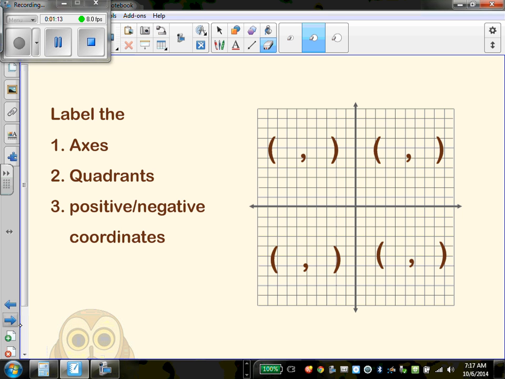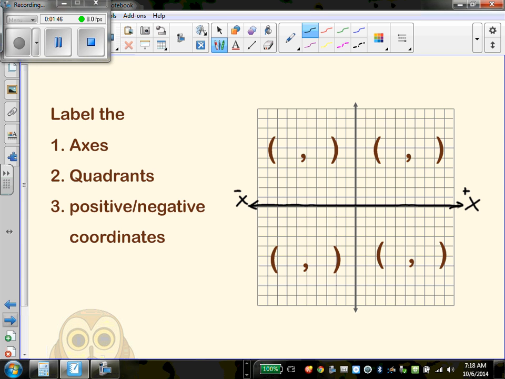Okay, so what we're going to do here is label the axes and quadrants, where we have positive and negative coordinates. So remember, our x values are going to come first and our y values will come second. So let's start with the x-axis. Remember, that's horizontal. So right here, I'm drawing over the x-axis. And the x-axis works kind of like a typical number line. These over here on the left are going to be negative x values. And over here on the right, we have positive x values.